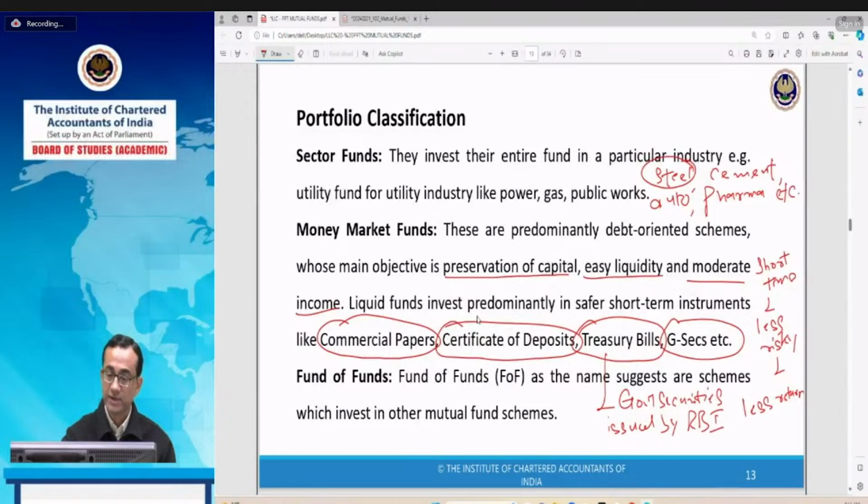Now come to fund of funds. Fund of funds, as the name suggests, are schemes which invest in other mutual fund schemes. Means one mutual fund scheme is invested into another mutual fund scheme. You understand? Fund of funds means one mutual fund scheme is investing into another mutual fund scheme. That is what is called fund of funds.